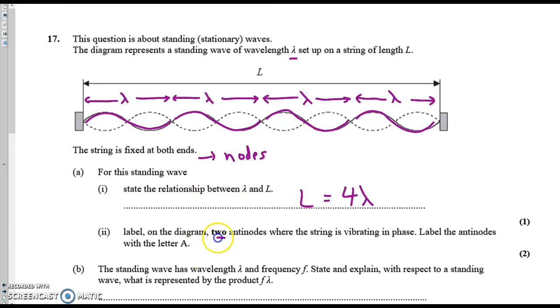Label two antinodes where the string is vibrating in phase. That means don't label this antinode and this antinode. They are completely out of phase or perfectly antiphase. Instead, we could label these two, A and A. We are told to use the letter A. Or if you wanted, you could have labeled these A and A, but you don't want to label two that have a different phase. Okay?